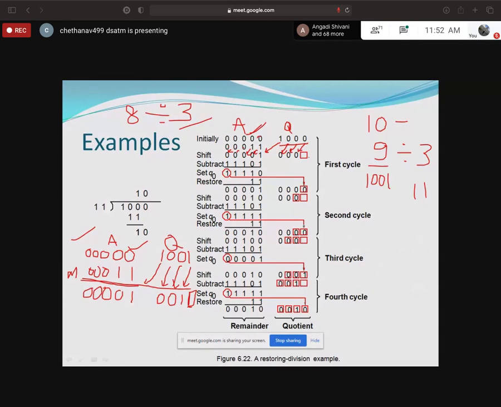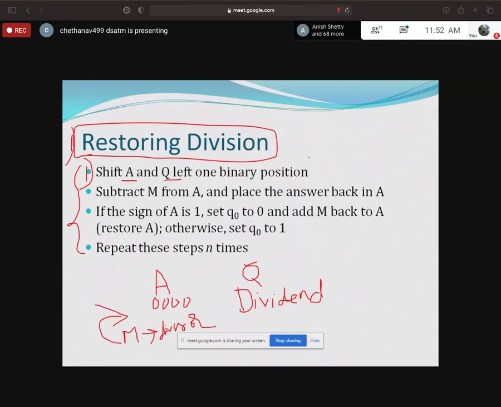Now come to the second step, which is very, very important. See here, in the second step, subtract M from A and place the answer back to A. That's your next thing. You have to do the second step. What's the second step? Subtract M from A and place the answer back to A. So that is your second step. First thing is you have to subtract M from A.